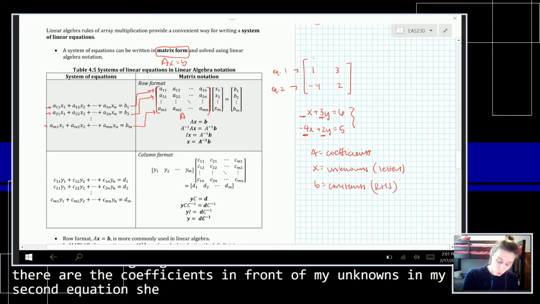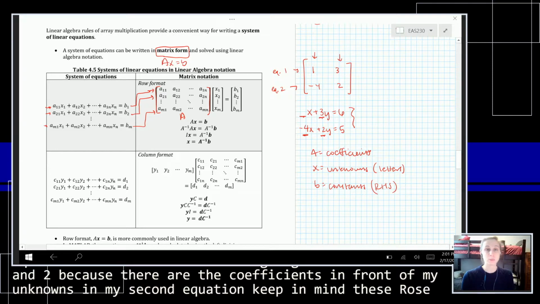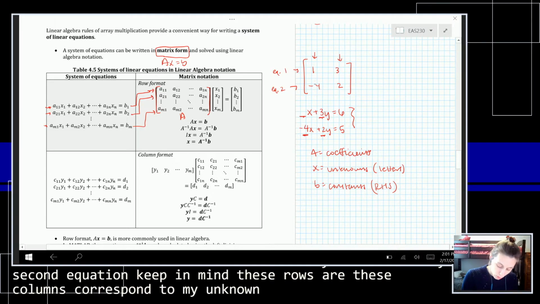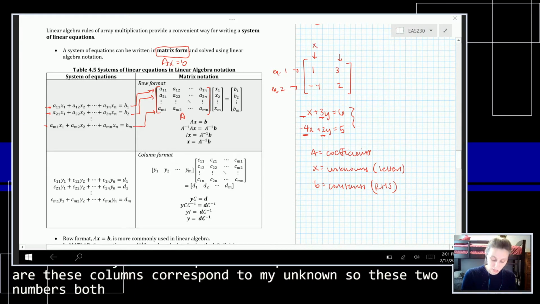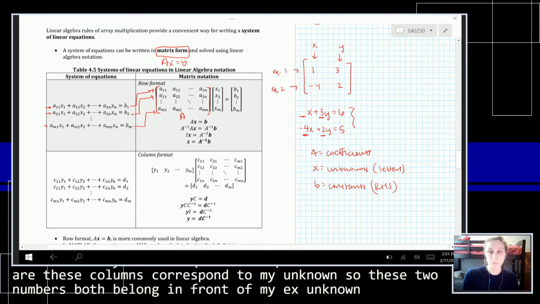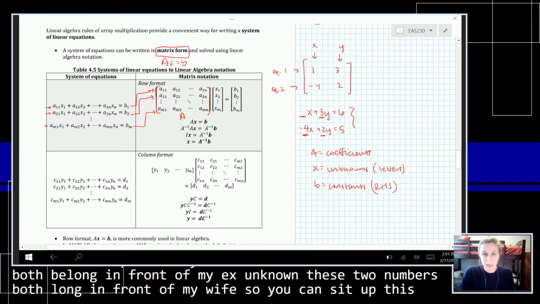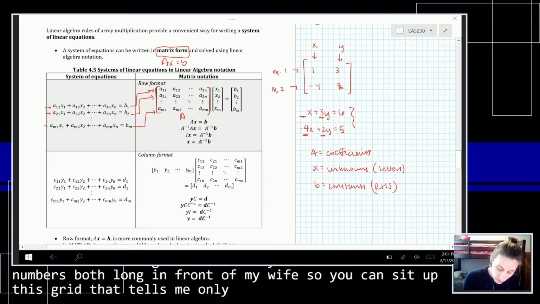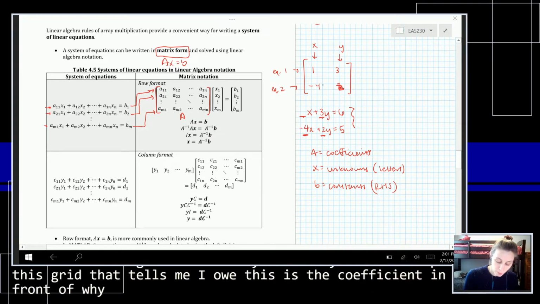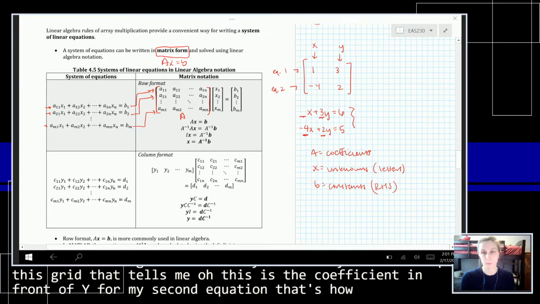Keep in mind, these columns correspond to my unknowns. So these two numbers both belong in front of my x unknown. These two numbers both belong in front of my y unknown. So you can set up this grid that tells me, oh, this is the coefficient in front of y for my second equation. That's how you set it up.